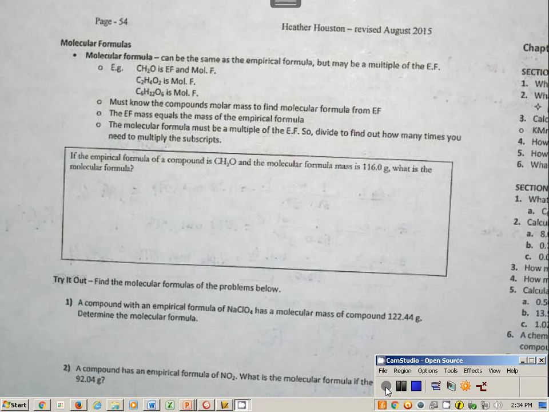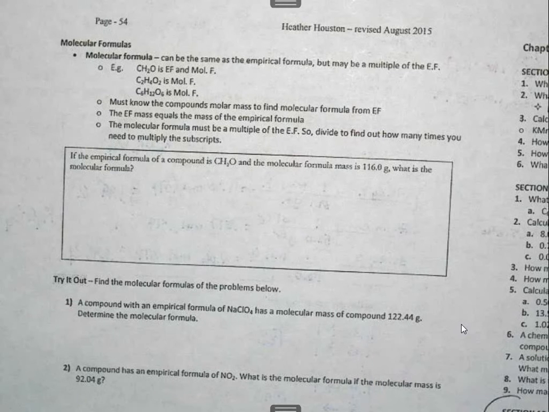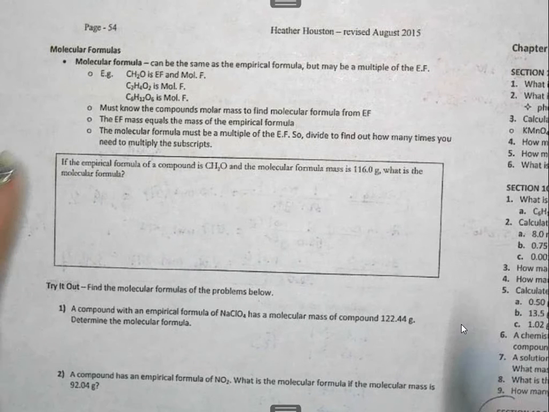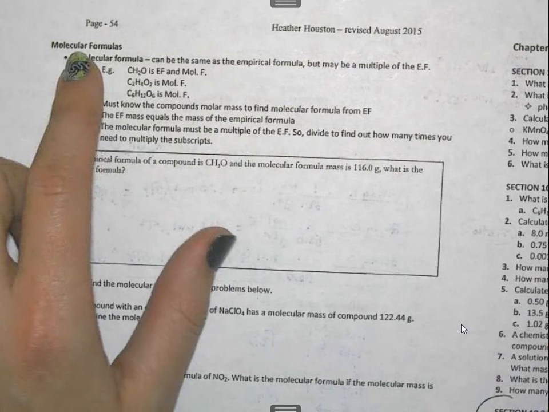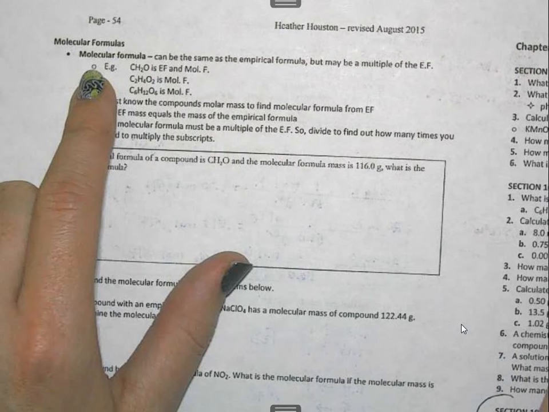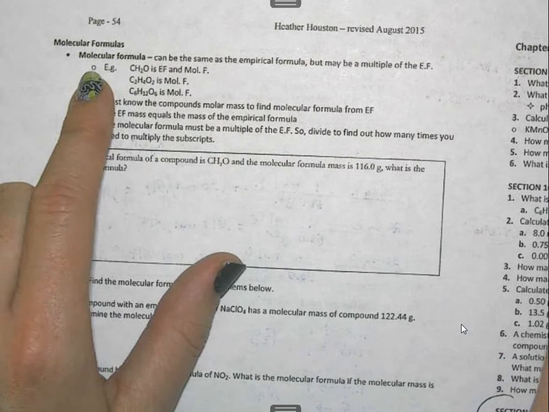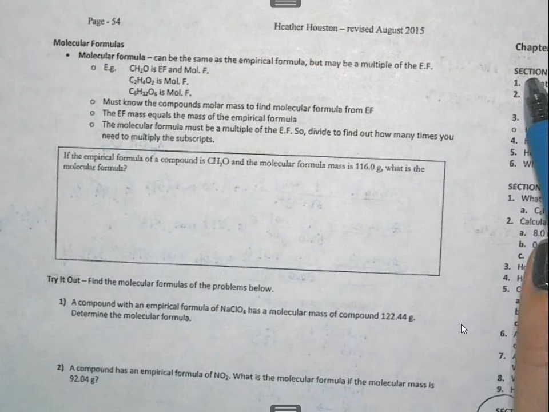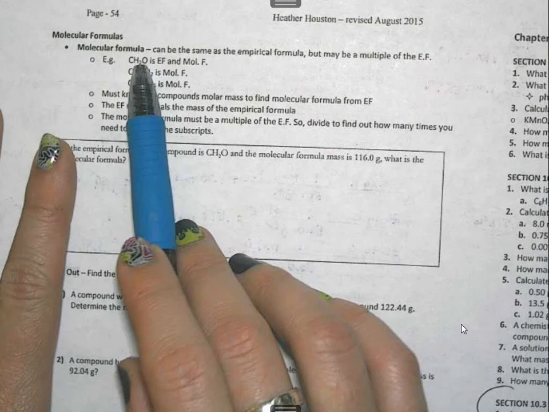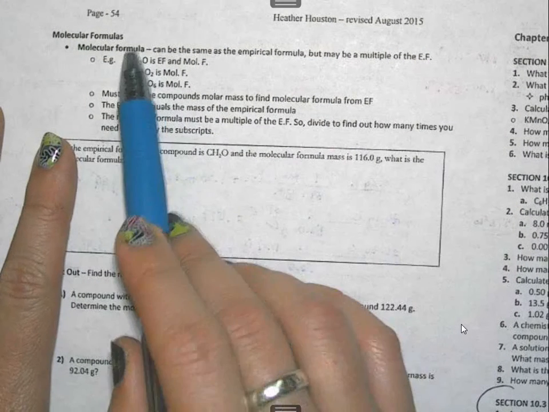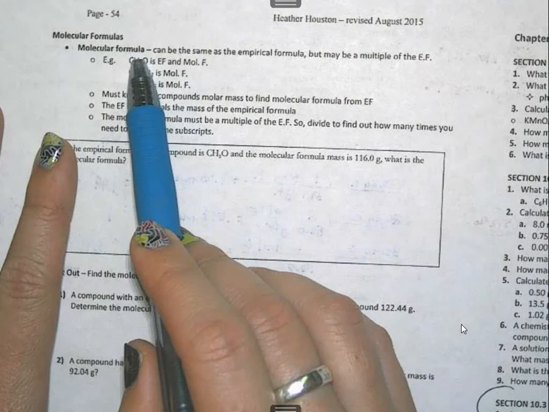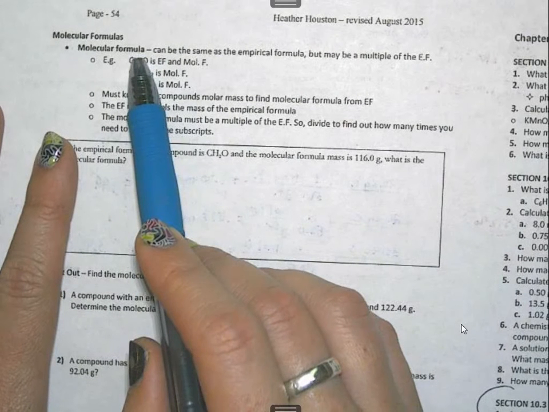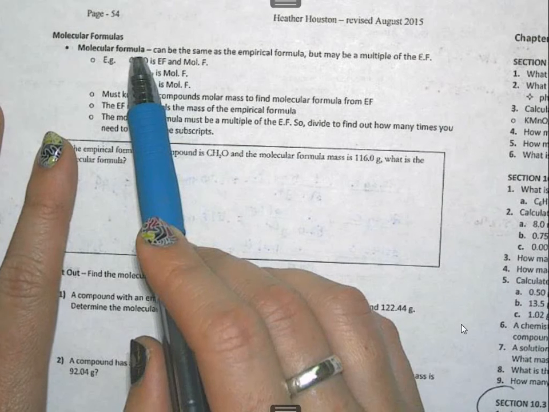So this one is basically about using empirical formulas to find molecular formulas. We defined this back in chapter 8. We said a molecular formula, remember, was like a multiple of the empirical formula. So I've restated it here again. Basically it's the formula of a molecule, and it's just a multiple of the empirical formula sometimes.